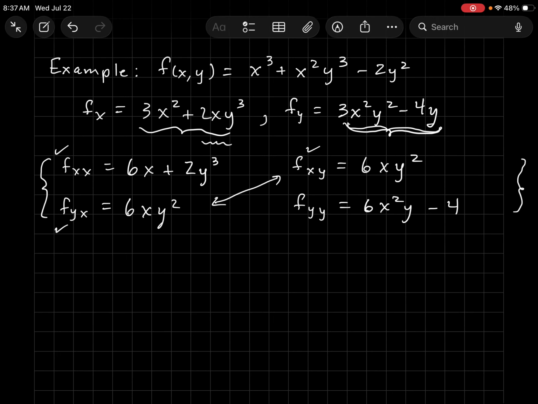So our mixed partials, we call those the mixed partials, are equal. And we can know this because our function is continuous everywhere, so continuous on any domain. But the other partials, the other second order partials, do not have to be equal.